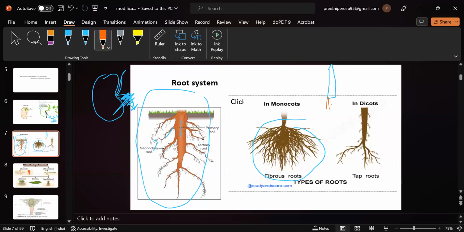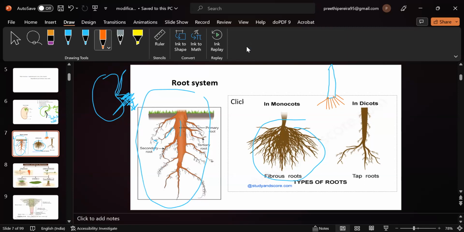अभी roots कौन produce कर रहा है? Plumule is producing the roots. So will you find a primary root here? Yes or no? Radical type. So plumule is giving rise to roots. So are you going to see a primary root here? No, because there's no radical. Yes, correct. Because there's no radical, so you won't be seeing a primary root.